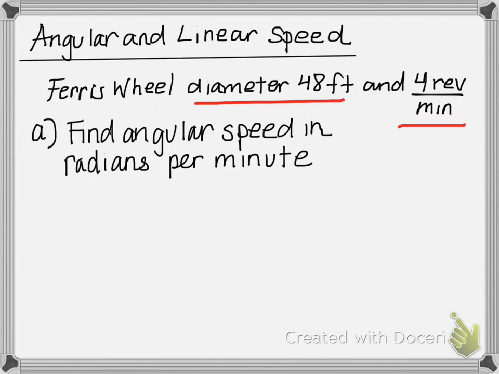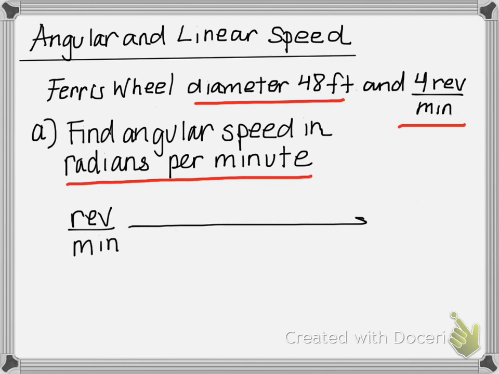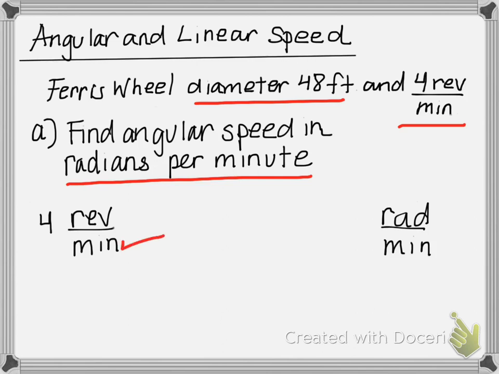4 revolutions per minute. For part A, I'm being asked for radians per minute. So all I'm thinking about is that I have revolutions per minute, and I want to get that converted to radians per minute. So I have 4 revolutions per minute, and I've already got per minute on both of these, so I don't have to do anything with that. I need to get the revolutions to cancel, and I need to get radians in the numerator. So if I know how many radians per revolution there are, the problem will be finished.